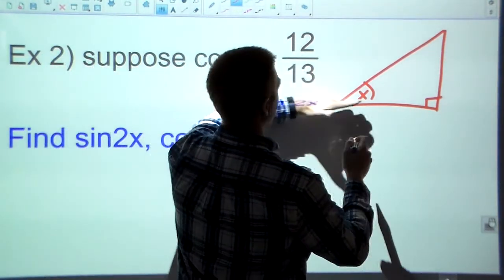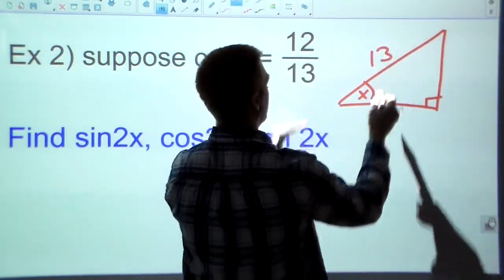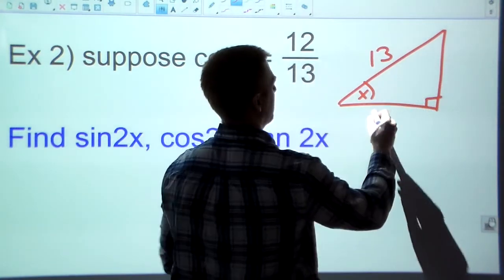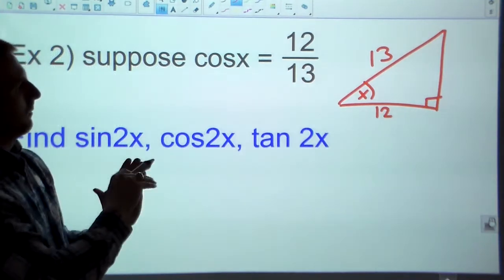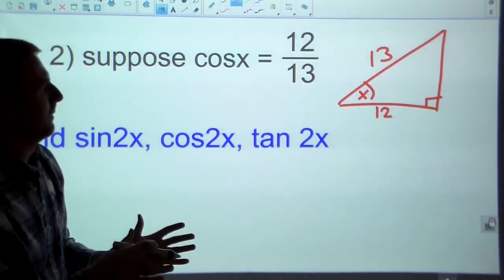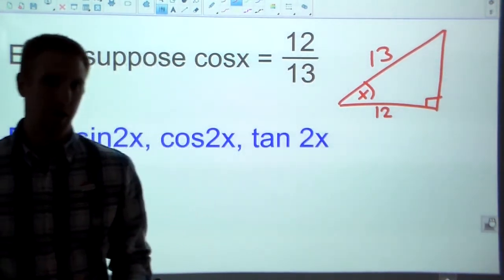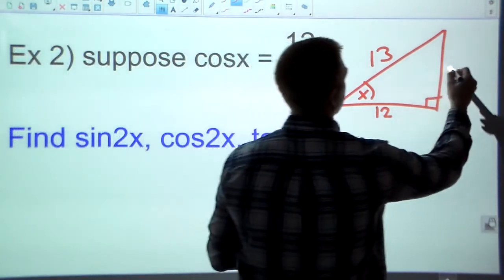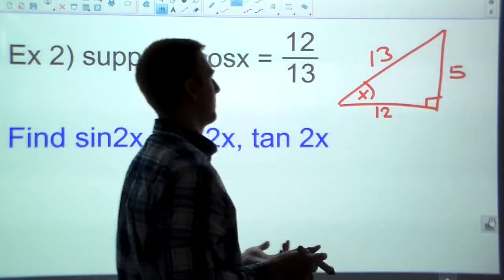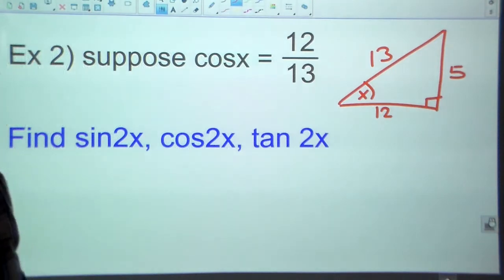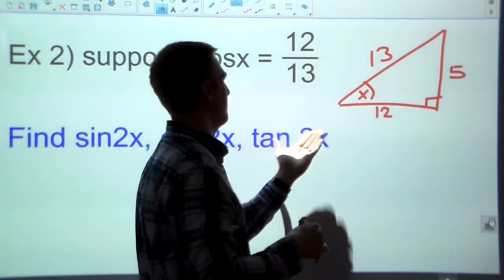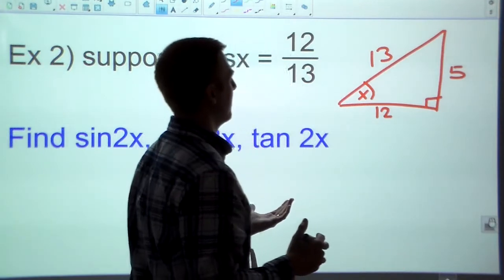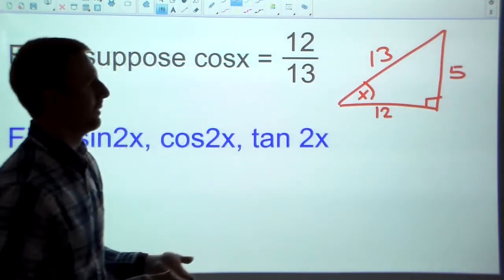So if it's a cosine, hypotenuse is 13, and the side adjacent to x is 12. Now, the side opposite of that, this is a Pythagorean triple, but you can use the Pythagorean theorem to figure it out. It's got to be 5 over here. It would have been nice to draw it to scale, but it really doesn't matter. If I need to, I can write out some trig ratios, but we should be okay here. I should be able to get these pretty quick visually at this point.